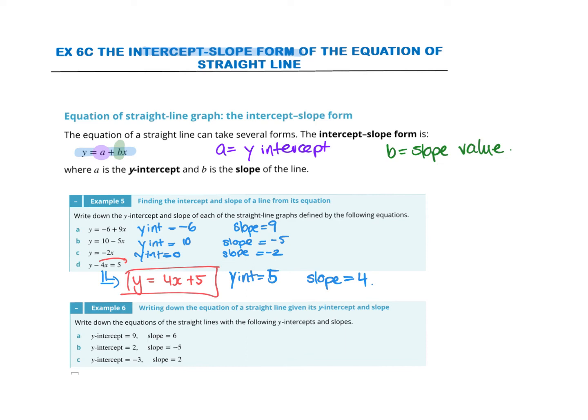So with this next question, they want you to write the equation where they told you the intercept was 9, so that would be by itself, and the slope was 6, so I'd have to put an x with the 6. In the next one, the intercept's 2, but the slope is -5, so I'd have to have the x with that. And then the last one, the intercept's -3, and the slope is 2.